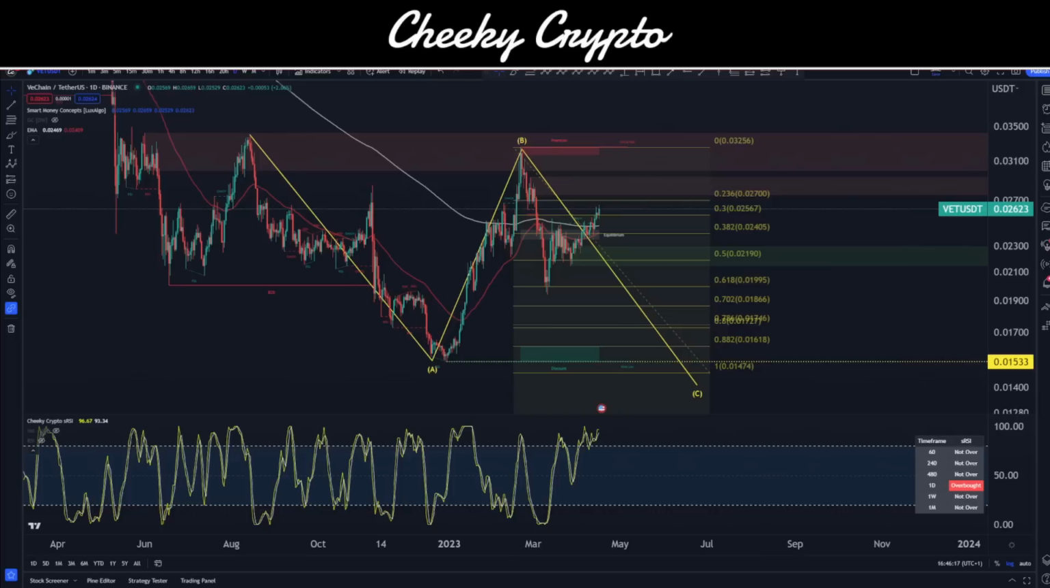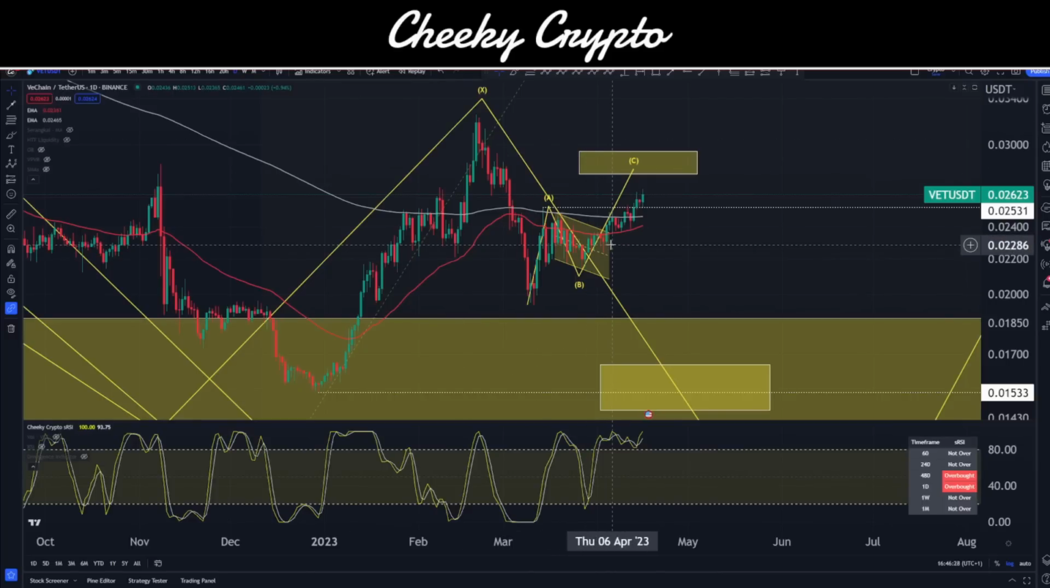Okay guys, let's jump right down into this one. Right, so we're going to be taking a look at the daily chart specifically. We're going to be taking a look at Elliott wave theory and smart money concepts. Okay, so we do have some interesting structures that we need to pay attention to.